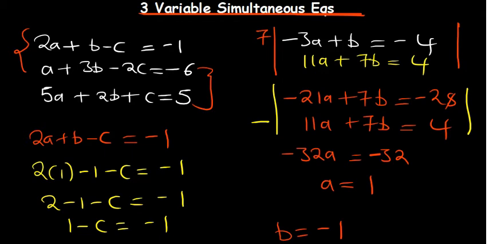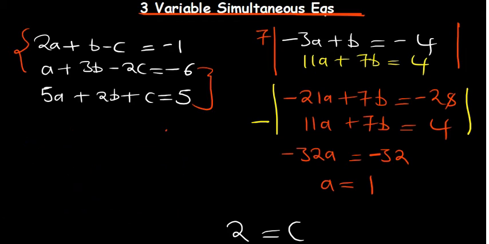At this point, you can make c the subject. So we have 2 equal to c, by adding 1 on both sides, and also adding c on both sides. Okay, so c is equal to 2. So our answers are a is equal to 1, b I believe was negative 1, and then our c is equal to 2.